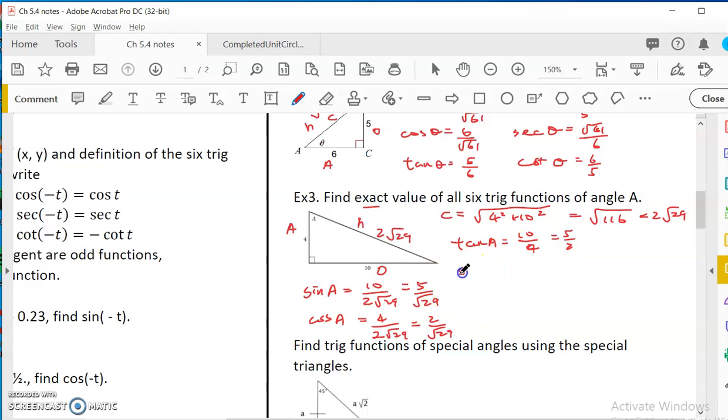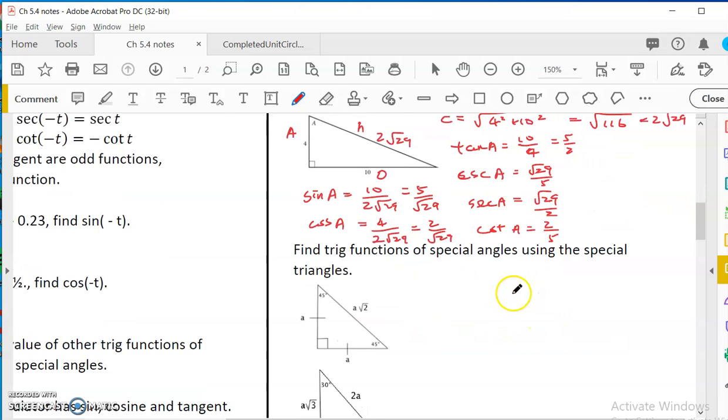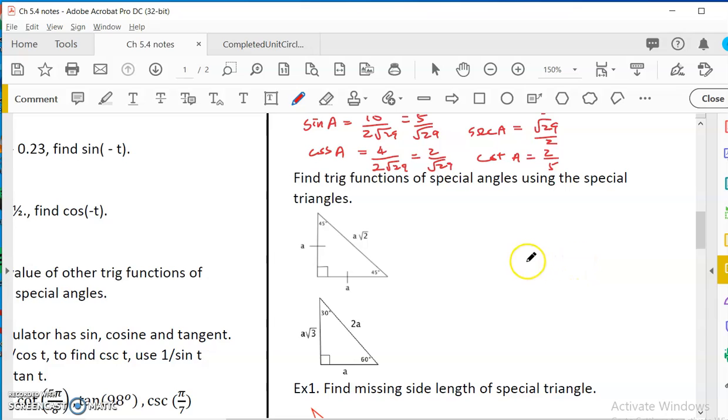And then we write the other ones by doing the reciprocal. Cosecant A would be square root of 29 over 5. Secant A, which is the reciprocal of cosine, is square root of 29 over 2. And also cotangent A is 2 over 5, just the reciprocal of tangent. And there we have the six exact values of the trig functions.